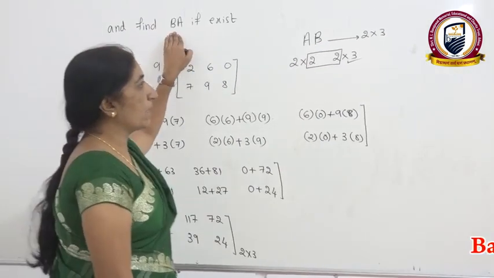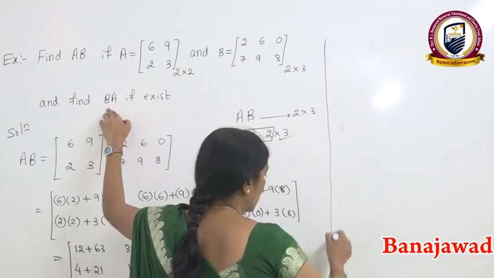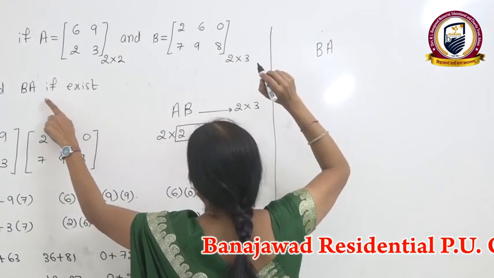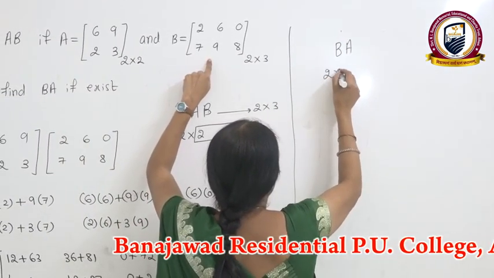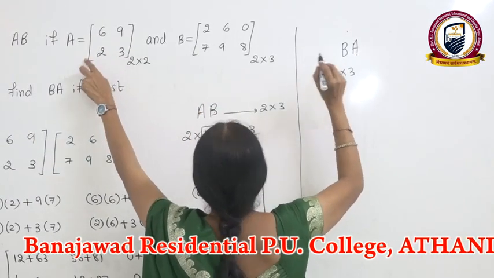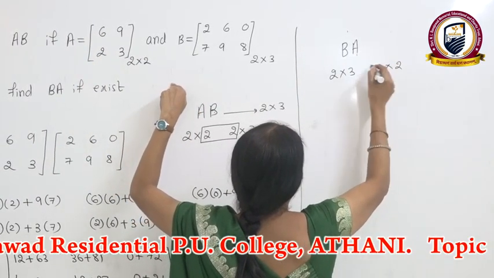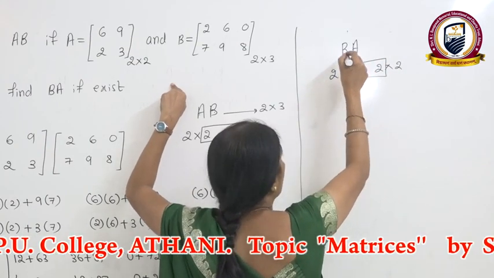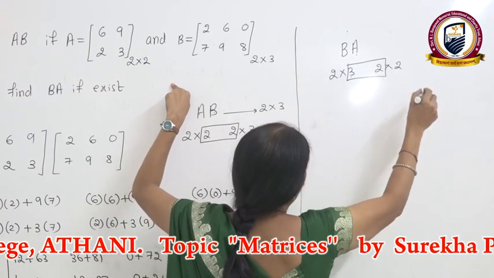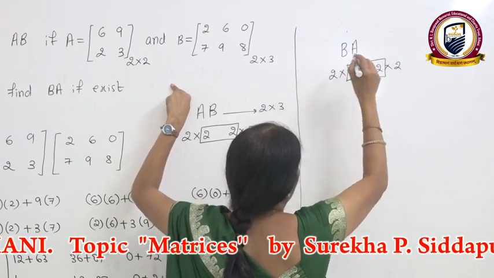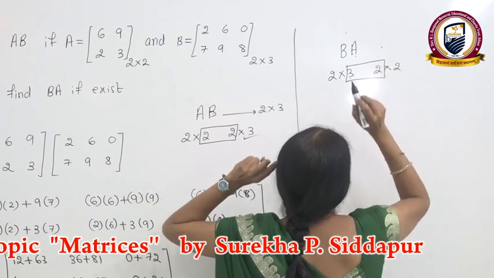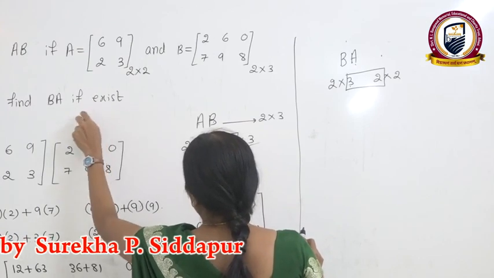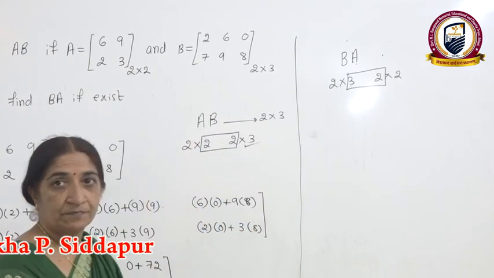When you are moving to BA, before multiplication, see the order. Is it possible to multiply BA? What is the order of B? It is 2 by 3. What is the order of A? 2 by 2. Observe these numbers. Are they equal? No. The number of columns in the first matrix is not equal to the number of rows in the second matrix. Therefore, multiplication of BA is not possible. So BA if it exists means BA does not exist.